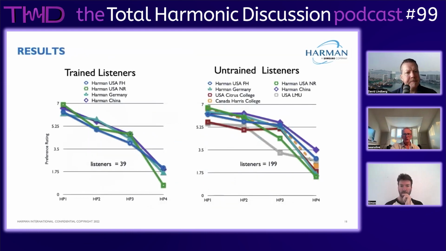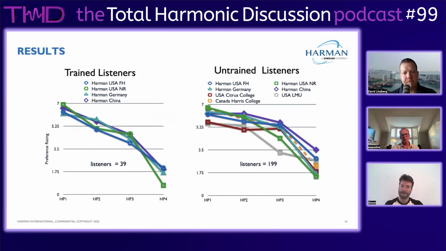Okay. So here are the results. These are based on listening to 6 or 7, 8 trials. This is the average mean rating on the left for trained listeners from 4 Harman locations, and on the right are the same headphones rated by untrained listeners. And you can see that the overall trends are very similar. There's just more discrimination and consistency on the left-hand side with the trained listeners.